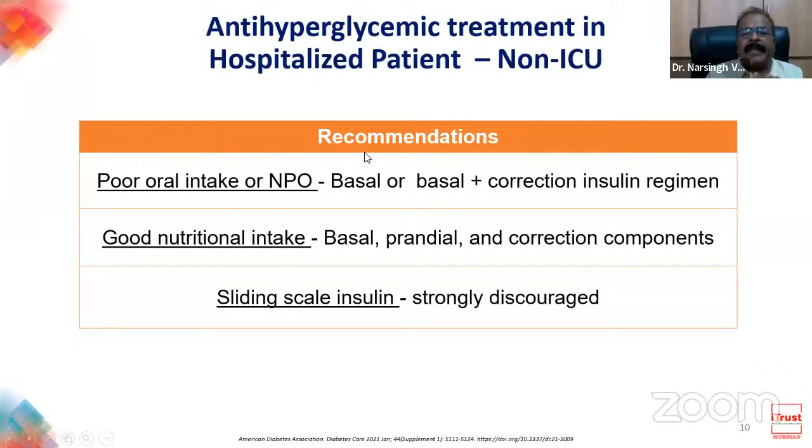Now, the anti-hyperglycemic treatment in hospitalized patients, what are the recommendations? If our patient is having poor oral intake or taking nothing orally, then basal or basal plus correction insulin can be started. And when the patient is having good nutritional intake, then basal, prandial, and correction components are taken into account, and sliding scale insulin is strongly discouraged. This is the old method which is no longer being practiced. Next one.